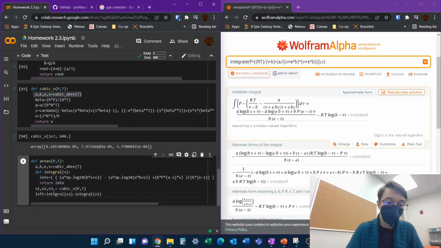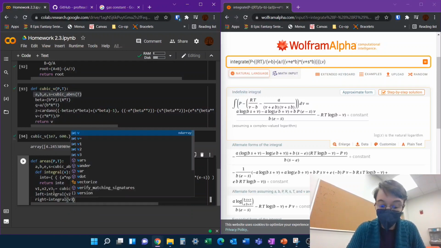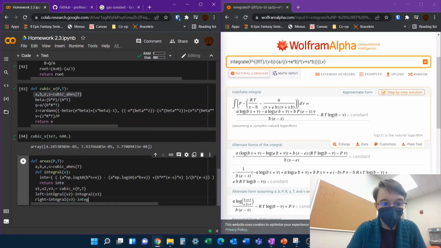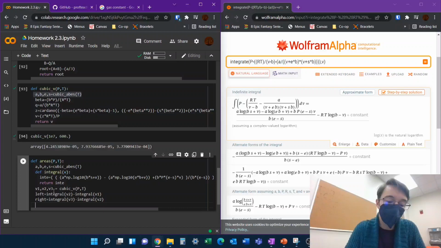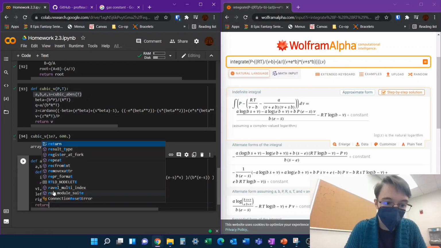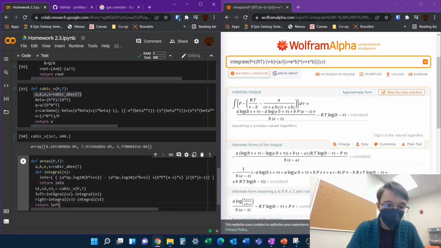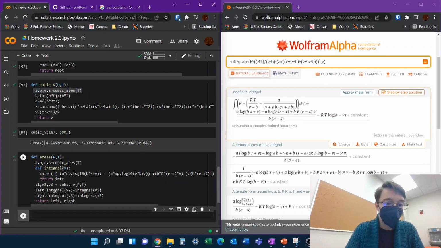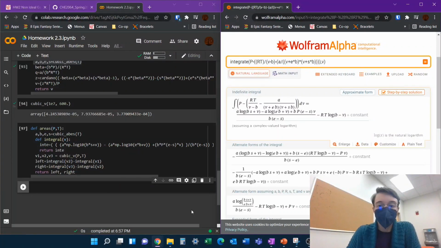And then similar for the right area. So the right area is going to be the integral of v3 minus the integral of v2. And then we're going to want the function to return these values. So we're going to have return left, comma, right. And then shift enter. And so there we have our function that is going to calculate the areas for us.